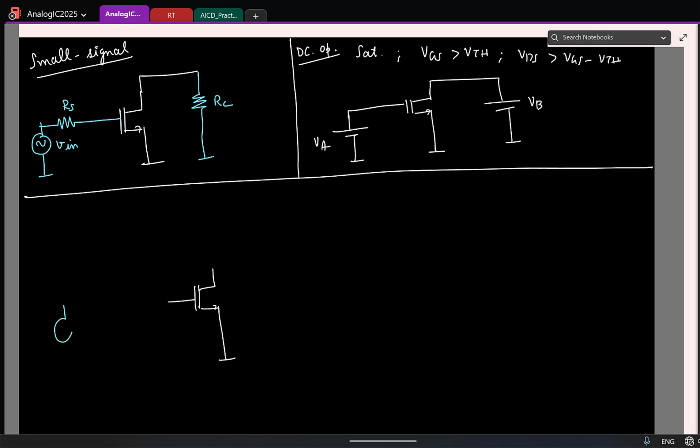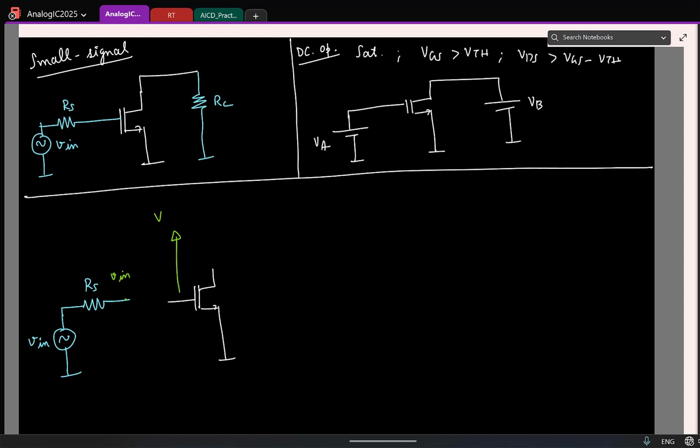Now I have the small signal. Let us say Vin and RS. Draw it again. Now I can't go and connect it directly because then the operating point VGS is basically 0. So remember, the small signal voltage here is Vin, right? But what should be the total voltage that the gate should see?